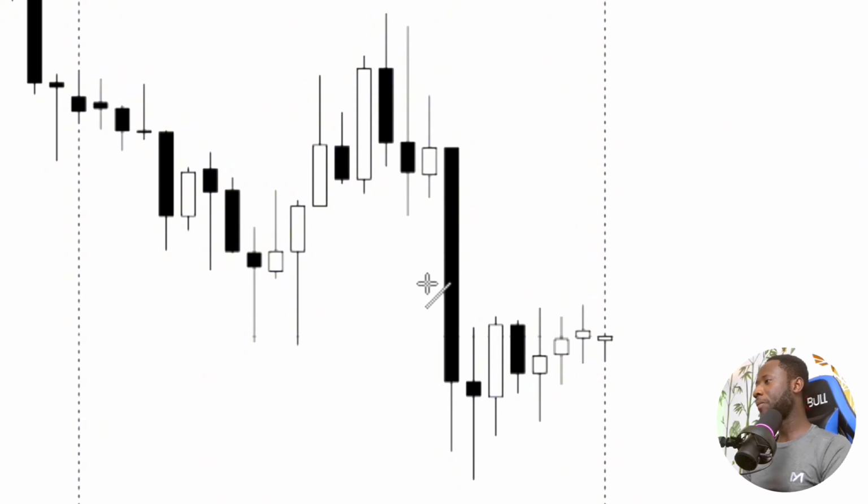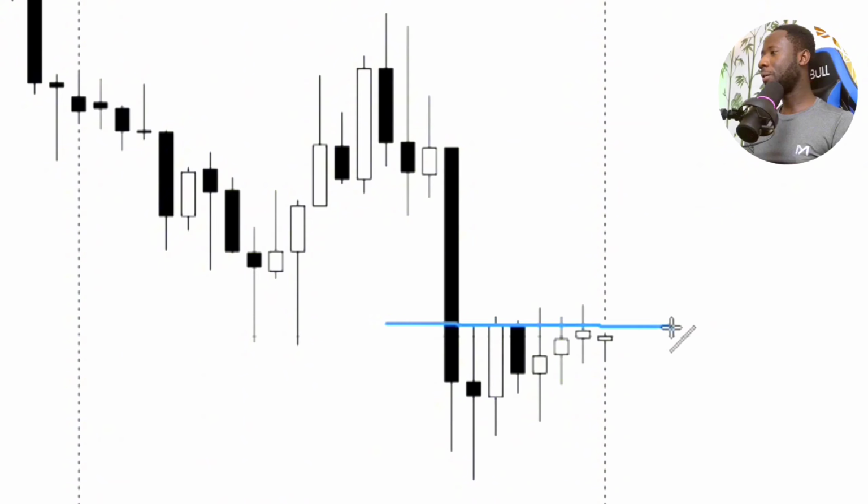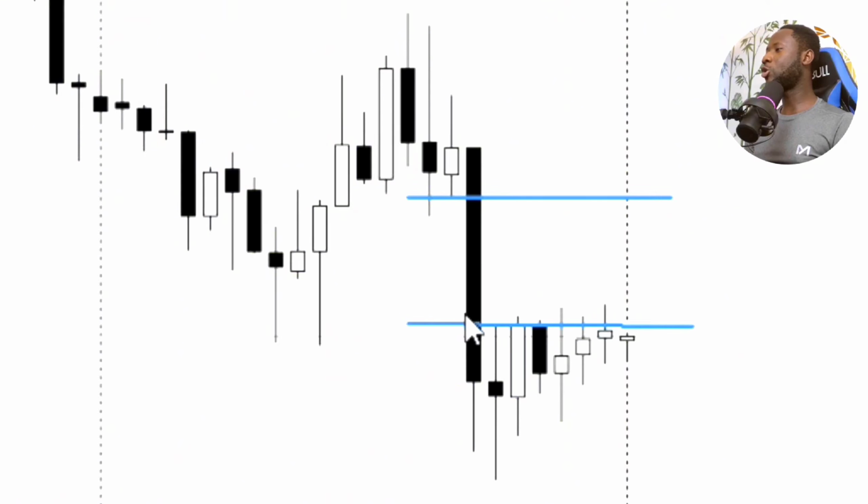Now do you see, we draw the space from the wick, from wick to wick. Or, depending on it, if this one had a full body, then it will be the body to the wick. Everything in between here is a fair value gap.